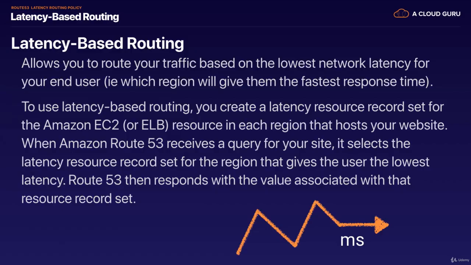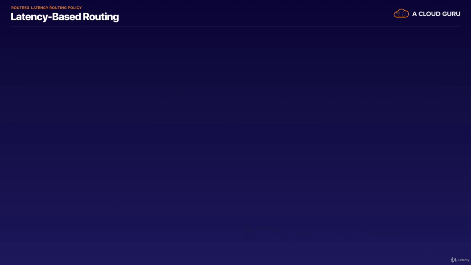Latency-based routing allows you to route your traffic based on the lowest network latency for your end user, which basically means which region is going to give them the fastest response time. To use latency-based routing, you create a latency resource record set for the EC2 or Elastic Load Balancer resource in each region that hosts your website. When Route53 receives a query for your site, it selects the latency record set for the region that gives the user the lowest latency. Route53 then responds with the value associated with that record set.